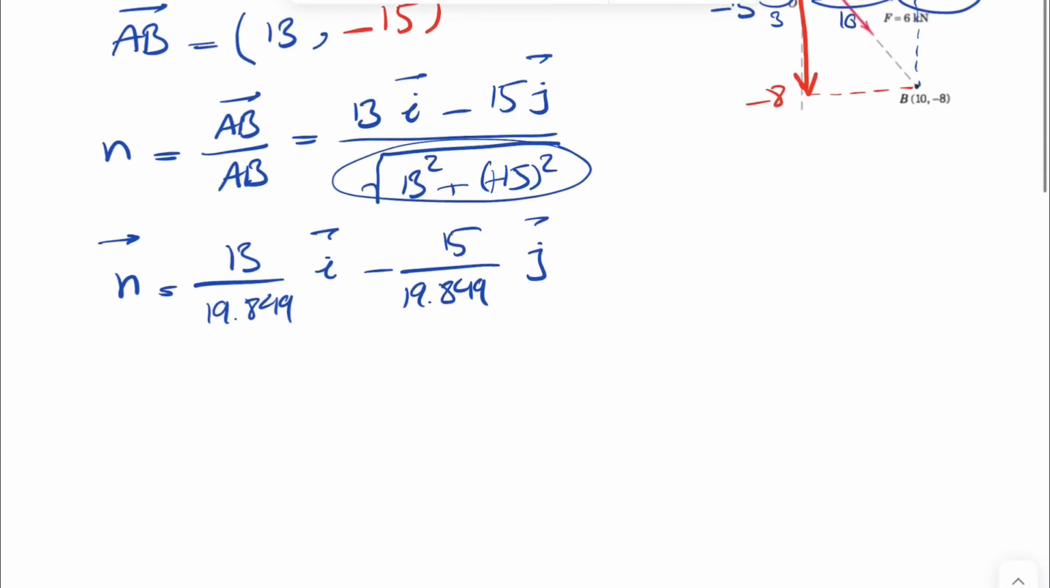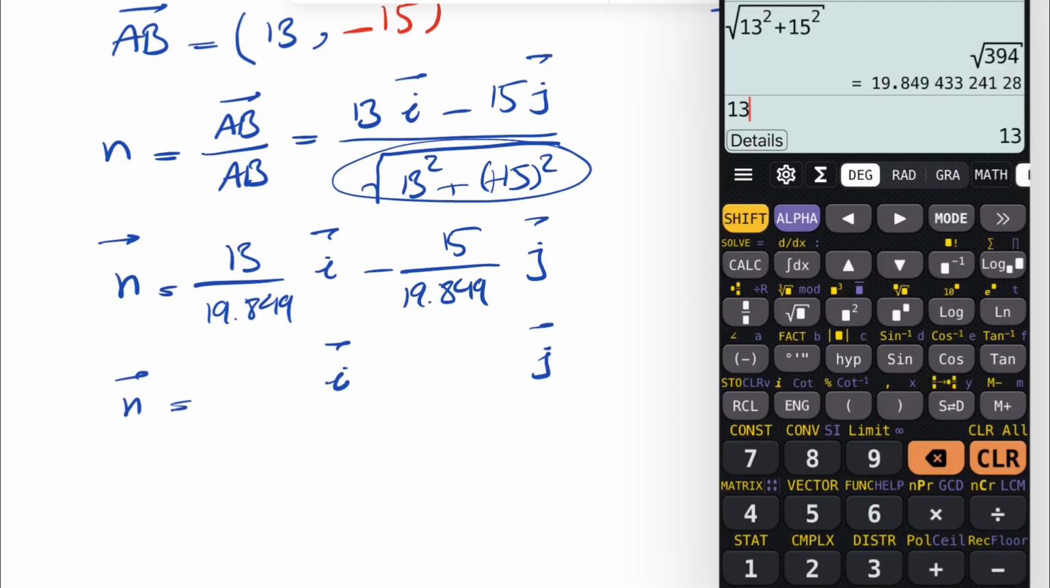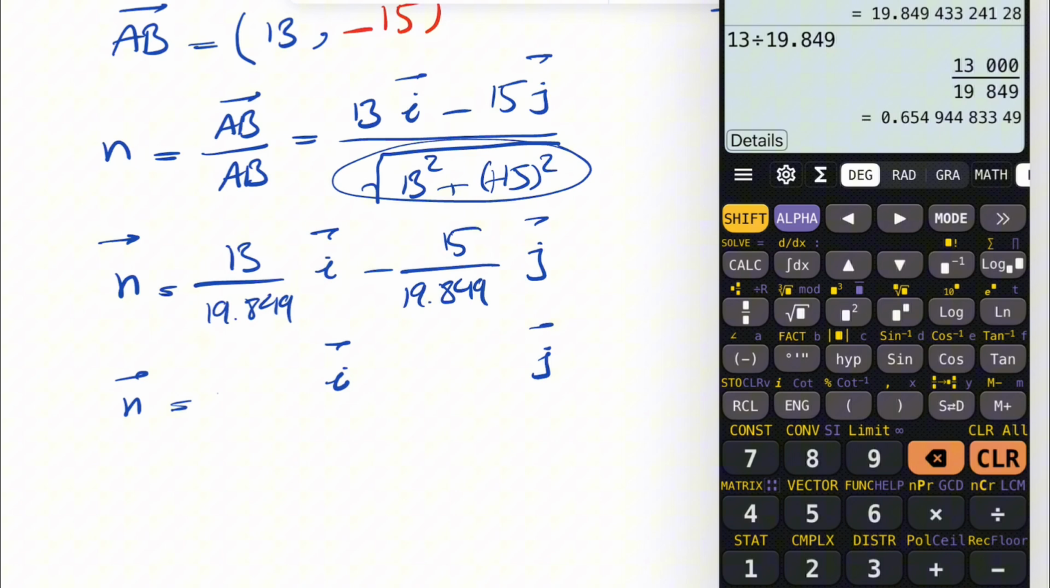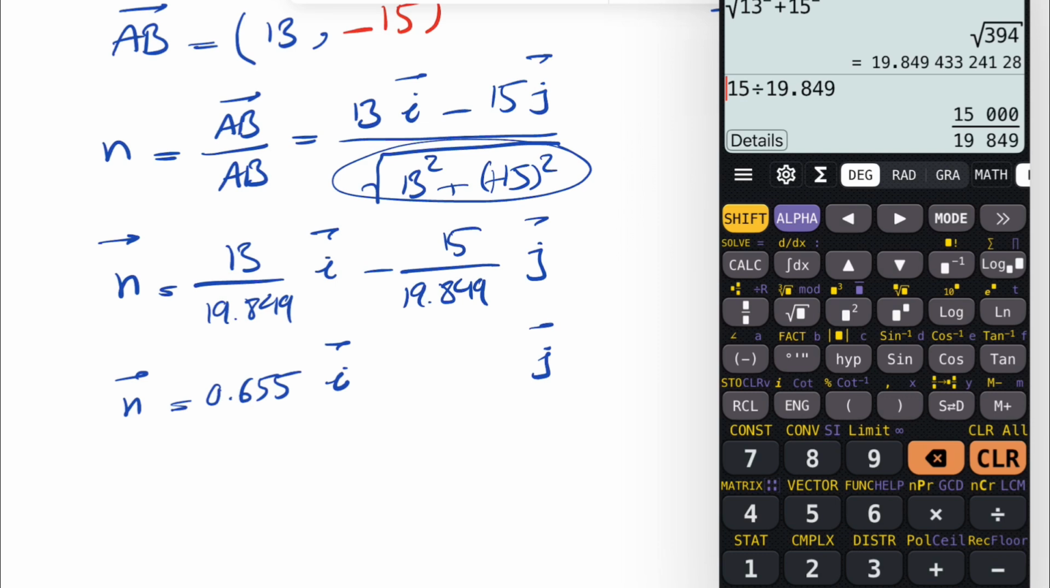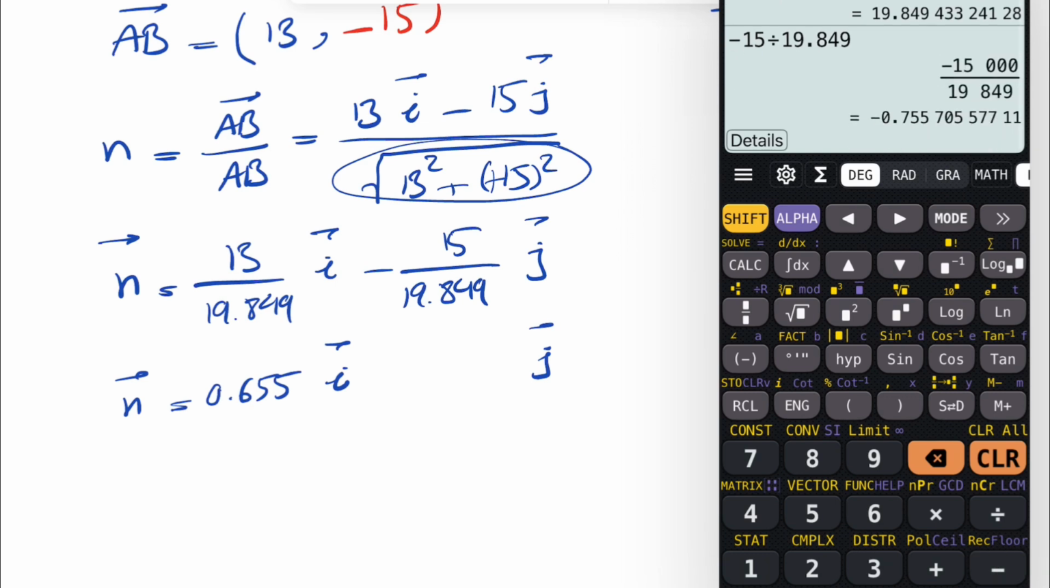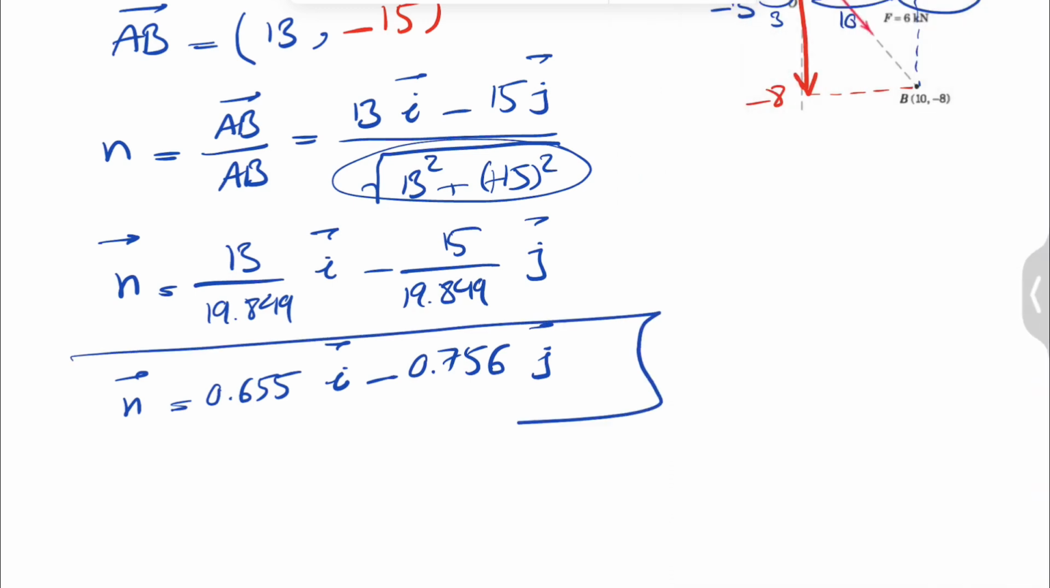So all we need to do in here is just to calculate these values, and we are good to go for our unit vector. So we're going to have 13 divided by 19.849, which is going to be 0.655, and also we're going to have -15 divided by that, that's going to be -0.756. So that's our unit vector n, what the question was asking.